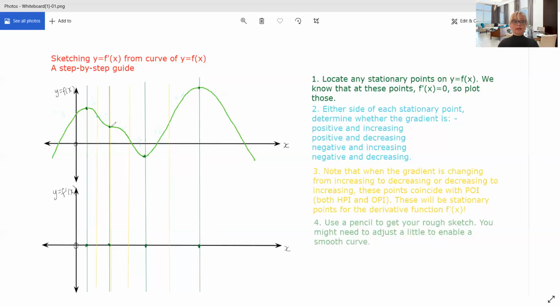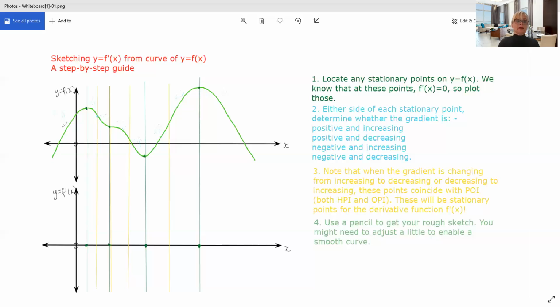So locate any stationary points, and wherever those stationary points occur, for those x values, your f dash x will be 0. Then what you want to do is have a look at each section of the graph. By each section, I mean in between these vertical lines that I've drawn, and make a bit of a note in pencil about what is actually happening to the function.